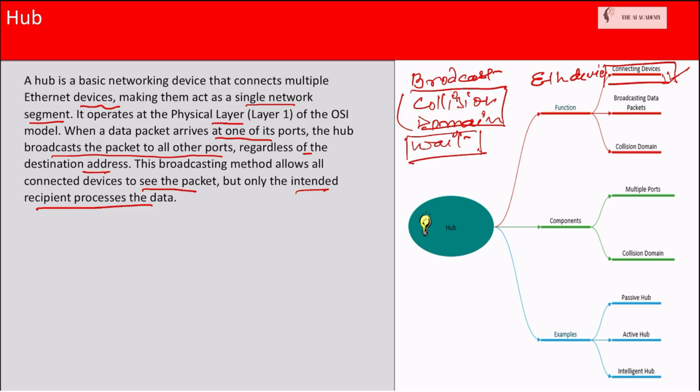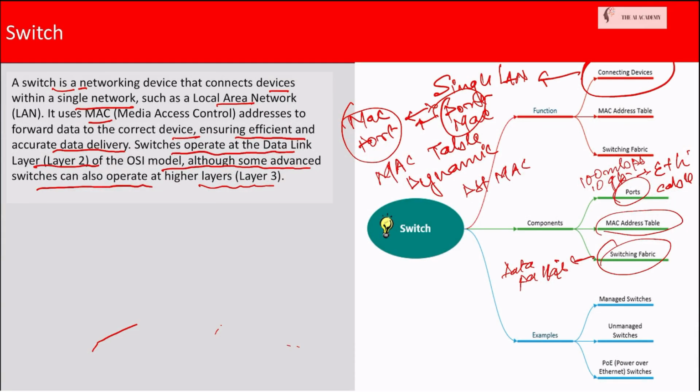The collision domain. The collision domain is a key characteristic of hubs. It encompasses all devices connected to the hub, meaning that any data transmission by one device can potentially collide with transmissions from other devices within the same domain. This shared collision domain is a major limitation of hubs, as it can lead to frequent collisions and reduced network efficiency, especially in networks with high traffic.